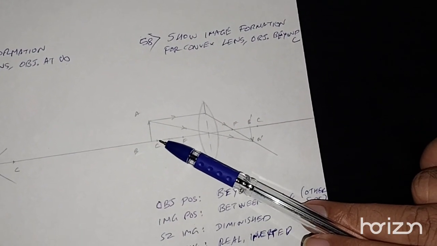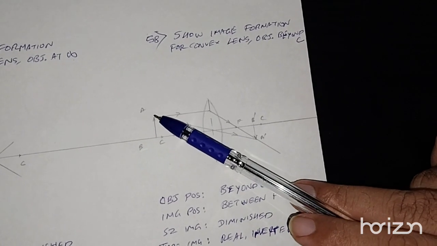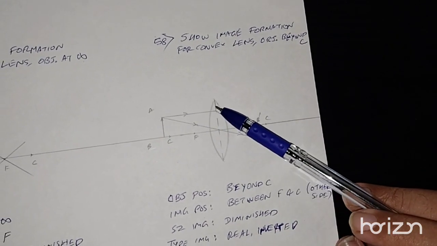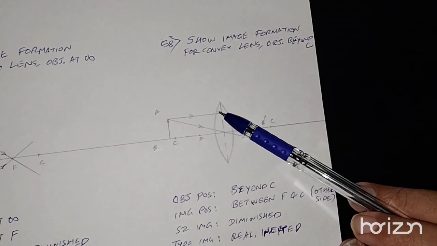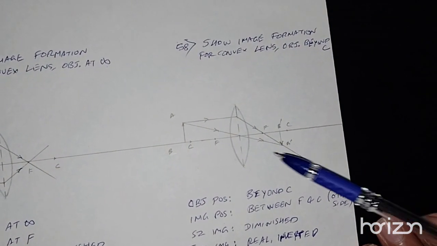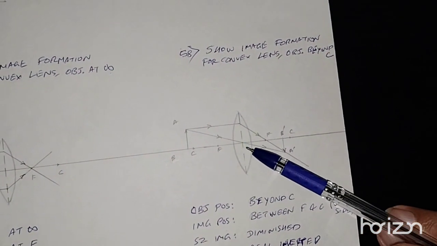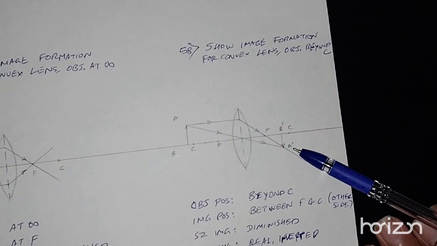Here is C, the center of curvature. When the object is beyond C, what happens? Again, shoot a ray which is parallel to the principal axis. When such a ray is shot, as you know, it will be bent such that it goes through the focus. And shoot a ray through the optical center, and when you do that, as you know, it will keep on going without changing direction.